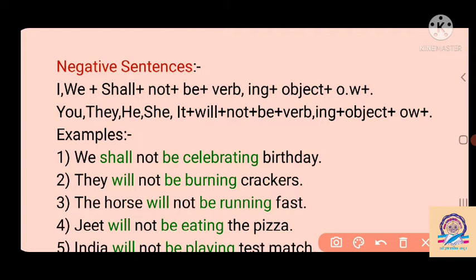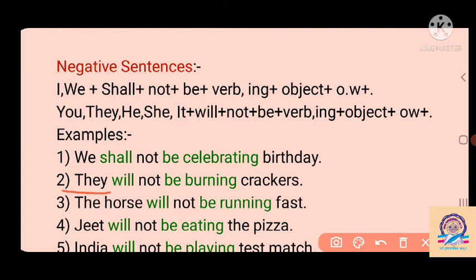By seeing the subject, we have to change the verb here. The subject is there, then we have to keep the verb, it means will and shall, then we have to keep the not for making the negative sentence. So "we" is given here, so with the subject "we" we have to use shall, then not, then be celebrating. The ing we have to keep with the be, then celebrate changes into celebrating birthday, and last we have to keep the full stop here.